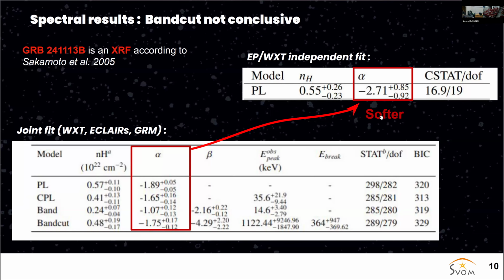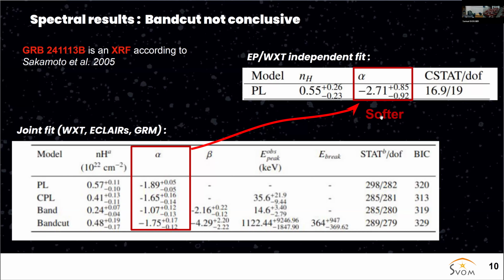For the spectral analysis, it's a bit more difficult. So this GRB 241113B is an XRF, so it means that it's soft, but also, unfortunately, a little bit faint. If we look at the EP-WXT independent fits, we find that it should have an alpha around minus 2.7, so it should be a very soft event. However, when we do the joint fit between the gamma ray instruments and WXT, we find an alpha that is more compatible with what we usually expect for gamma ray bursts, around minus 1, so less soft than what was shown by EP-WXT.